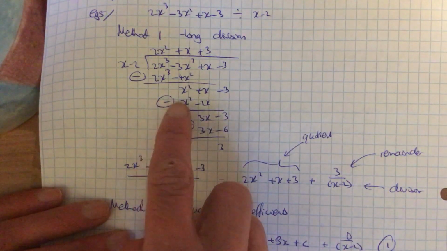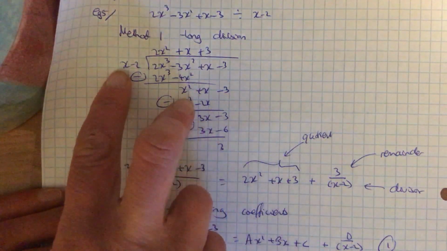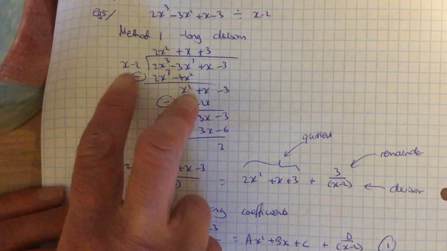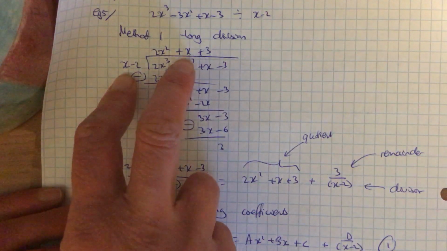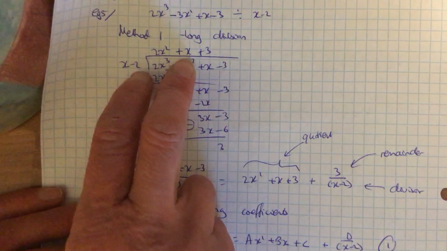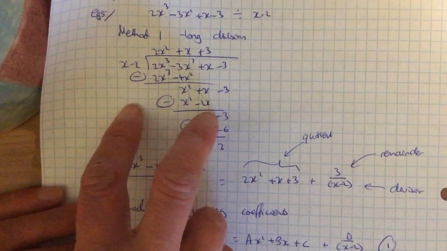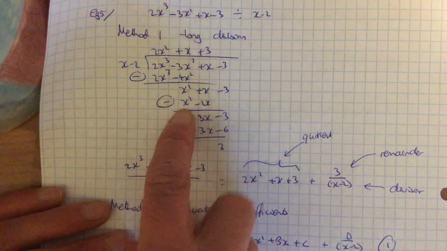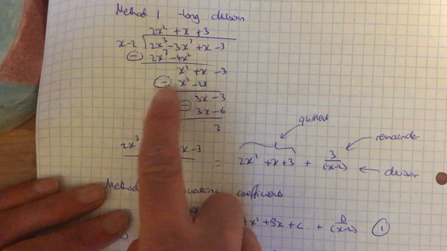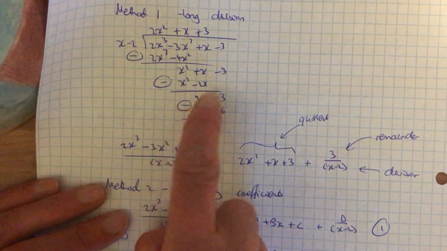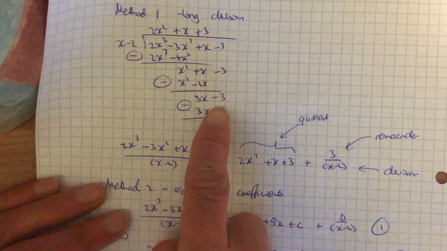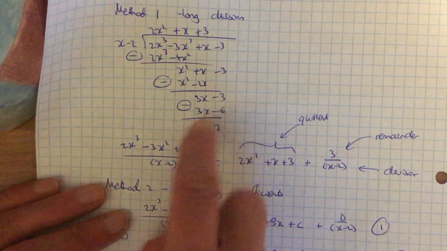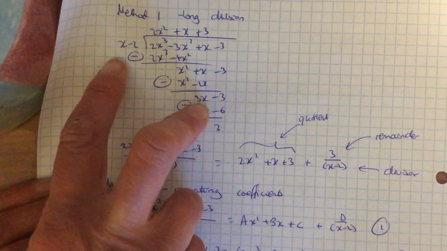Subtract. x into your lead number x squared, you need an extra x, so that's what comes on top. Times this by x, so it's x squared minus 2x. Once you've done this, draw your line, subtract. x squared minus x squared is gone. x plus 2x is 3x, and minus 3 minus nothing is still minus 3. So x into your 3x goes 3 times.